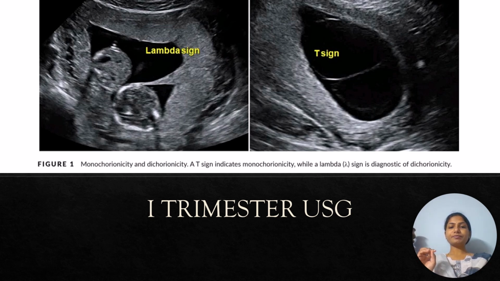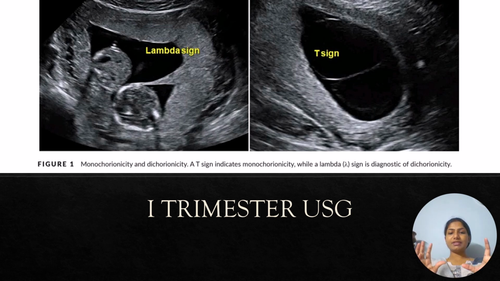So we have to see and we have to define whether it is a dichorionic diamniotic pregnancy, or it's a monochorionic diamniotic pregnancy, that is MCDA, or whether it's a monochorionic monoamniotic twin gestation. So the first thing in a first trimester ultrasound is to define that it is twins. So you have to identify the number of gestational sacs, and we have to see two gestational sacs, two fetal poles, and two cardiac activities, or a single gestational sac with two fetal poles and two cardiac activities.